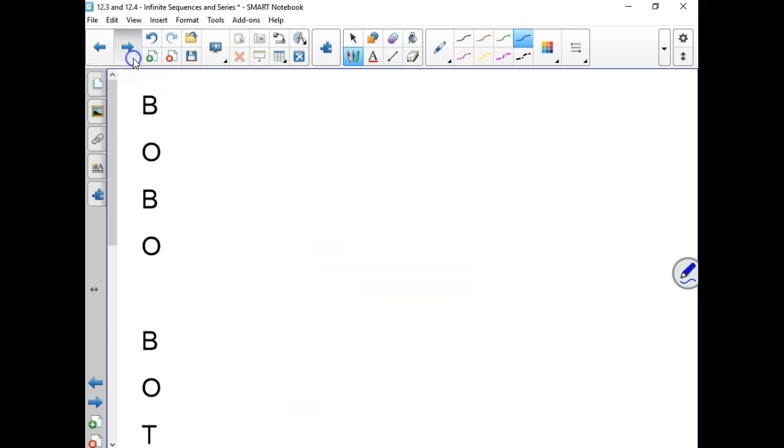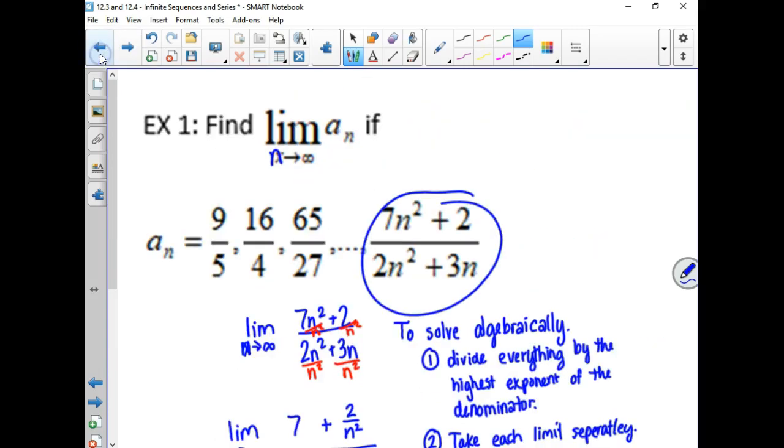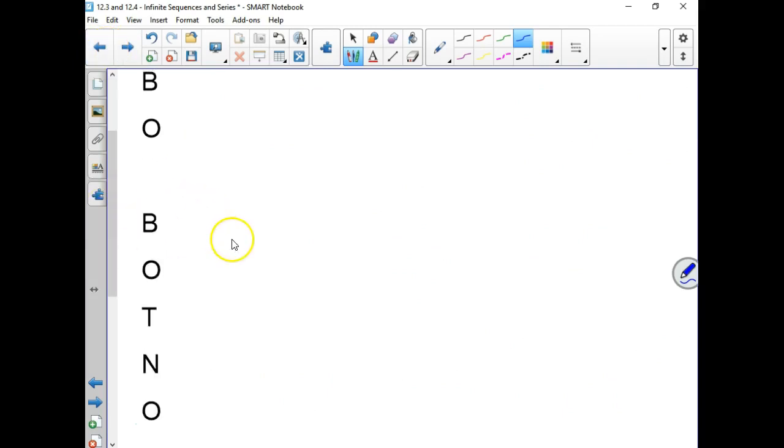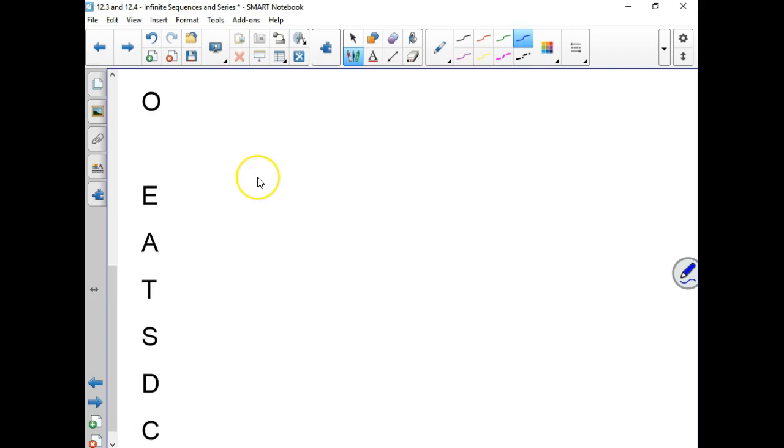Now, all of these questions, the last 4 that we did, I knew the answer immediately before I even worked out the problem, and not because I remembered the problem. I know a shortcut that tells you the answer to all of these automatically. So let me tell you this shortcut. On the next slide, you see these weird letters down the side. This is what we call our BOBO BOTN EATS DC. It helps us remember our limits as x approaches infinity.